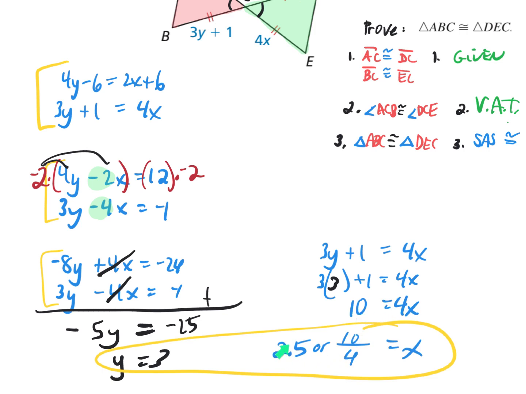And there we have it. We've proven that the triangles were congruent, and x would have to be 2.5, and y would have to be 3.